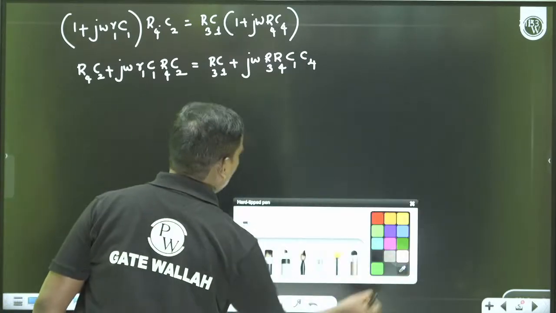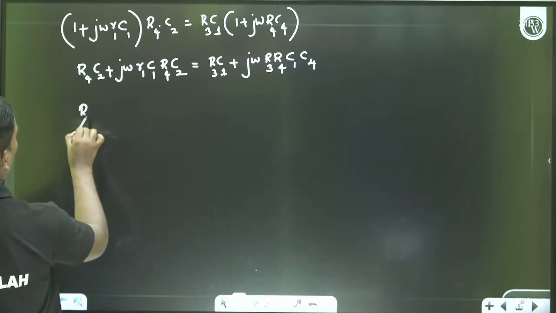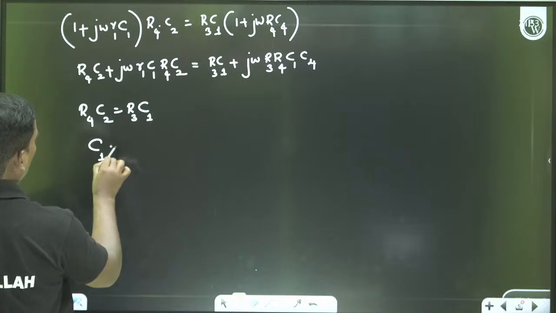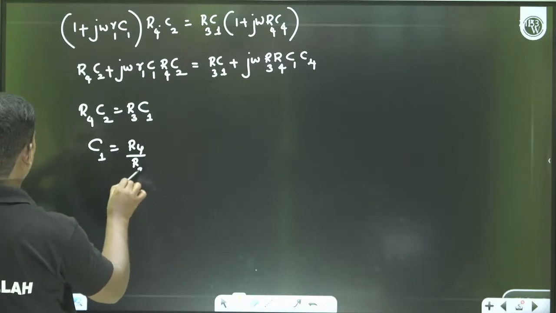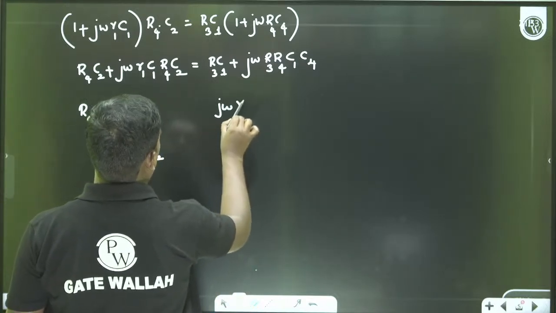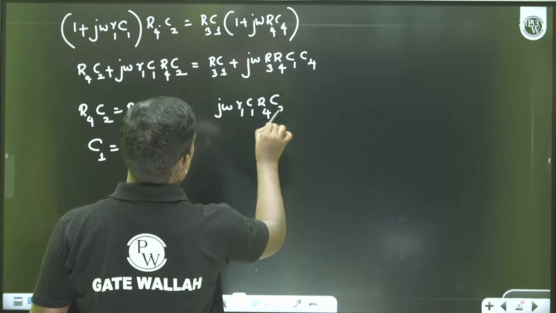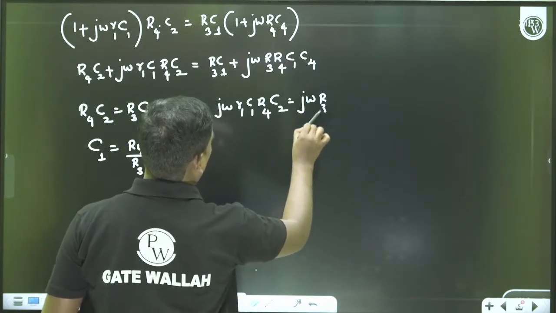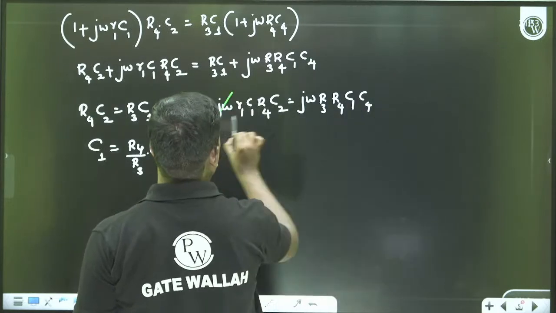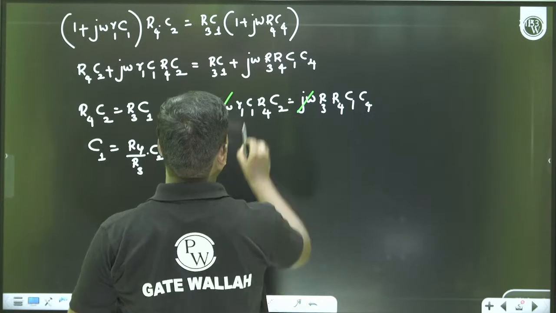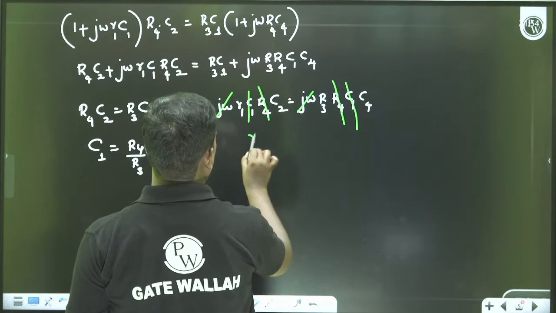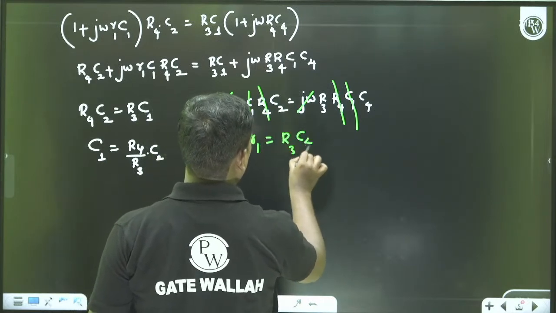So compare real and imaginary. So R4 C2 is equal to R3 C1. So we need the C1. C1 is equal to R4 by R3 into C2. That's it. Next, j omega R1 C1 R4 C2 equals j omega R3 R4 C1 C4. So here j omega gets cancelled, C1 gets cancelled, R4 gets cancelled. Small r1 is equal to R3 C4 by C2.